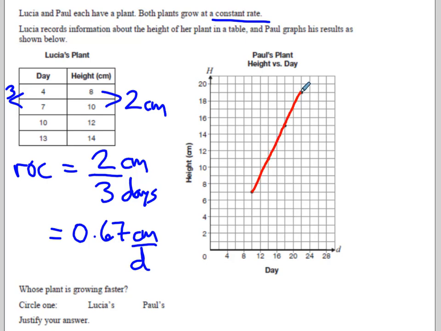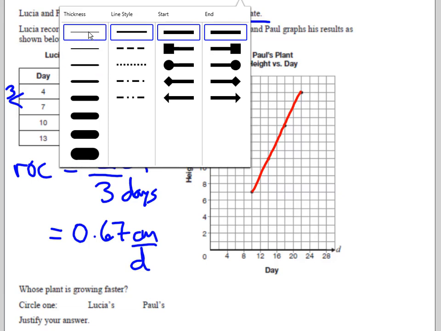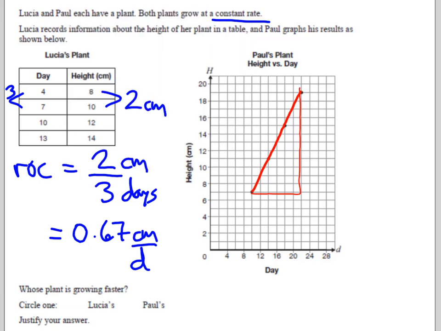Okay, and if we look at Paul's, I'm going to draw a line on here and make a triangle. I'll make this a little thinner so it's easier to see. Now if we take a look at Paul's information, we have to be very careful because we can't count squares as being 1 each. They're worth a little bit more. So this value right here is a 10, and this value here is a 22. So this is a run of 12 days. This is a starting value of 7 and a finishing value of 19.